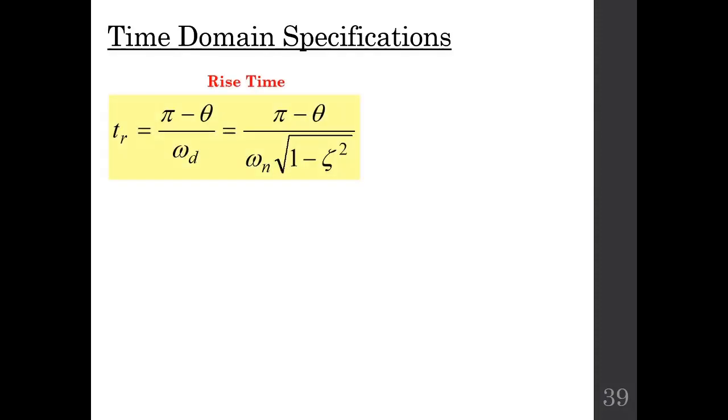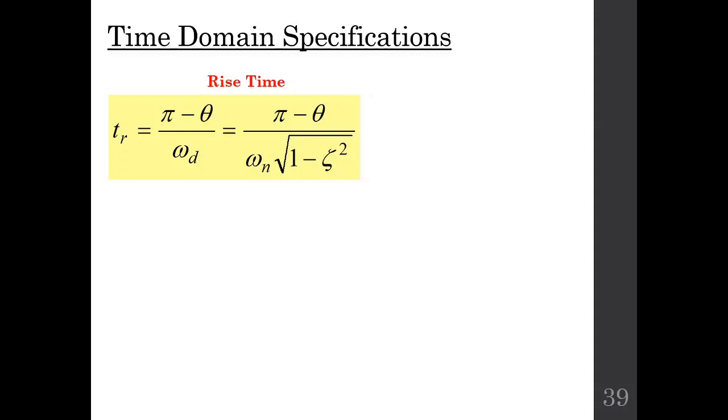Let us find out the time domain specifications of a second order system. In a second order system step response, we can find lots of things from the graph. The first thing that we can find out is its rise time. The rise time can be found as T of R, which is equal to pi minus theta divided by omega d. Now omega d is the damped frequency, which is equal to omega n under root 1 minus zeta square.